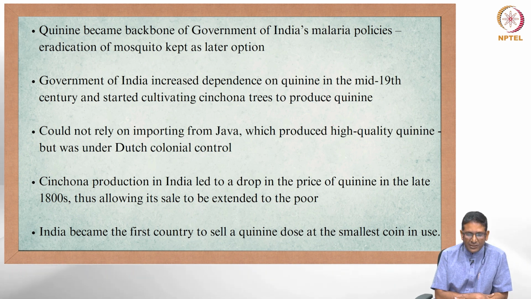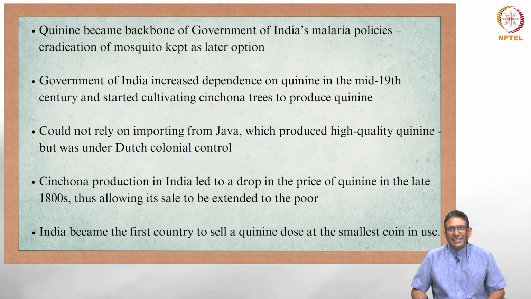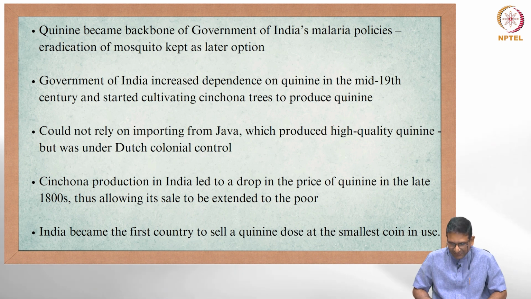So therefore, it could be extended to the poor, and so India became the first place where quinine doses could be sold at the cost of the smallest coin in use at that time. These packets were called pice packets, each packet costing only 1 paisa. They're called pice, P-I-C-E. So basically the paisa packets. This is long before all these new sachet shampoos and other ways of reaching the bottom of the pyramid were introduced. So that is something very significant.